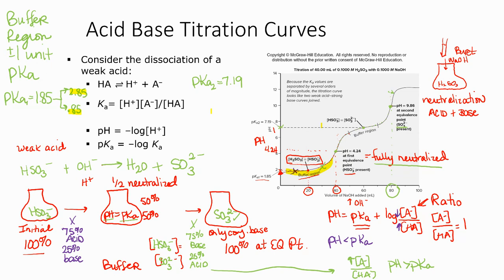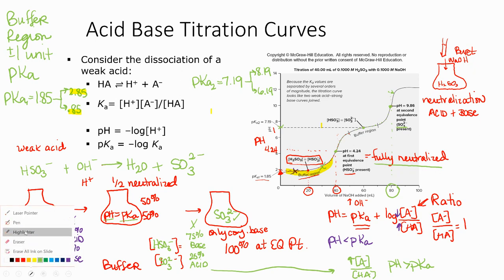That means that the buffer region is 6.19 to 8.19. So let's see, highlighting that on the graph, 6.19 would be somewhere here, and then it would go to 8.19.